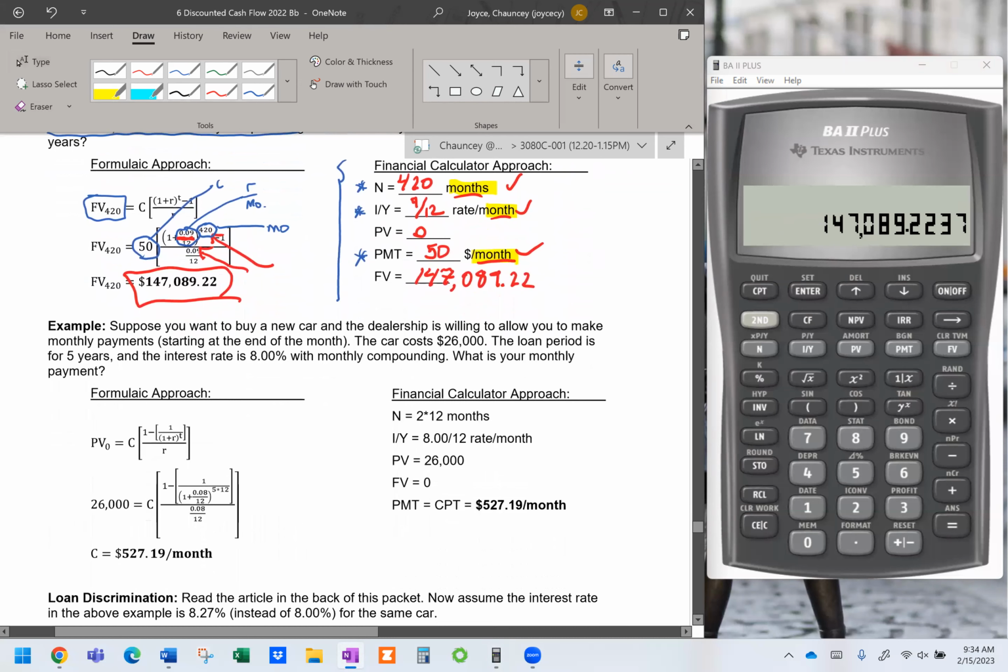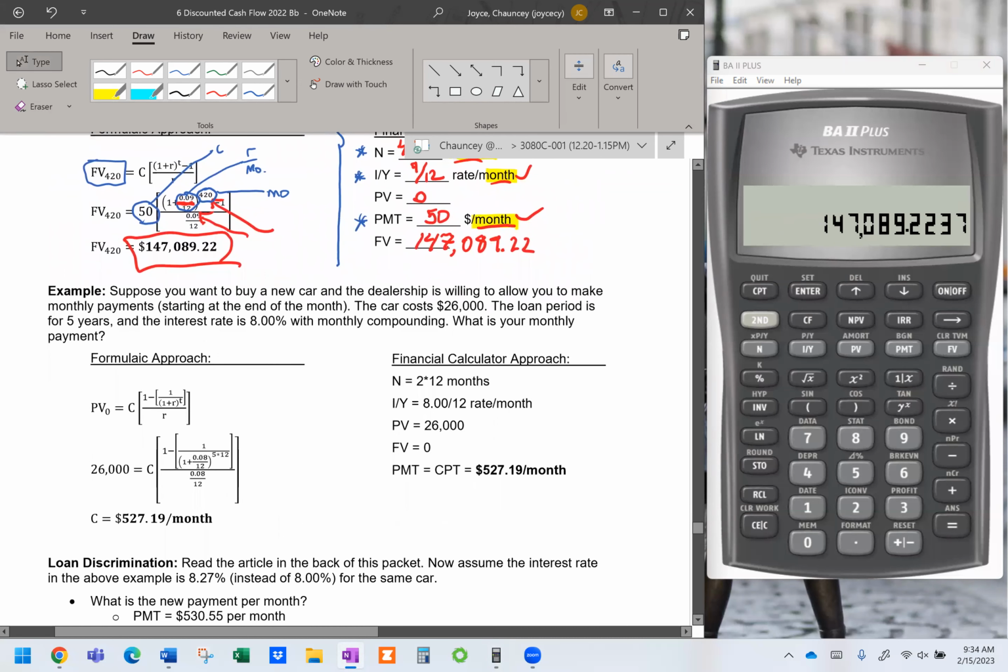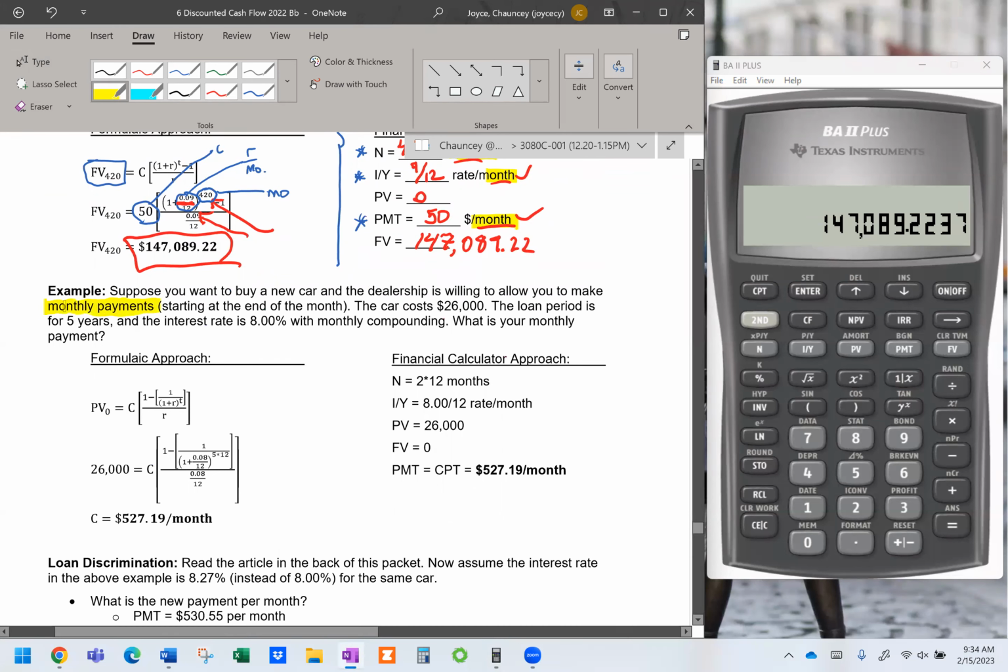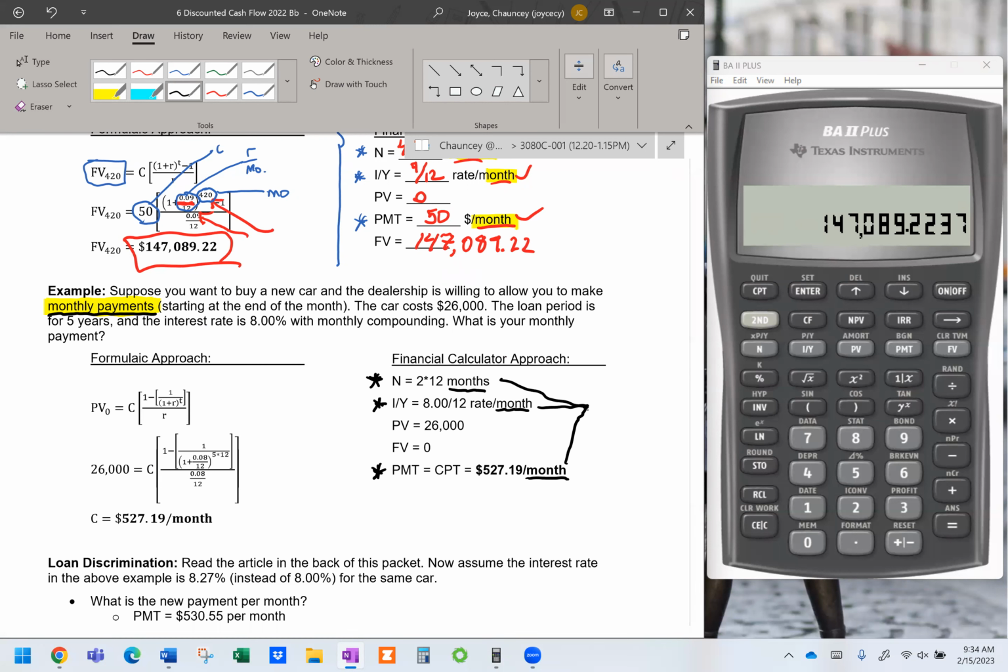All right, let's move on to another example. You want to buy a new car and the dealership is willing to allow you to make monthly payments. So in my mind, as I read this question, I have to be very concerned here to be careful with monthly payments. And right off the bat, I need to focus on time, rate, and payment. All 3 of these need to be consistent. And by that, I mean they're all on months. So my time is measured in months. My rate must be a rate per month, and my payment will come out as some payment per month.